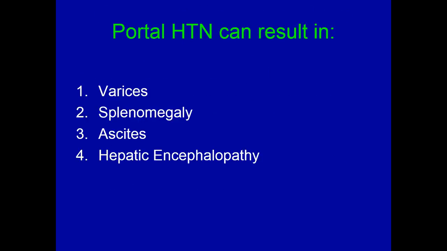Also enlargement of the spleen, because that can disrupt portal venous flow. Splenomegaly can result from portal hypertension because the portal system backs up into the spleen as well, so that will enlarge the spleen. It can also cause ascites. So what is ascites? Collection of fluid in the abdomen.